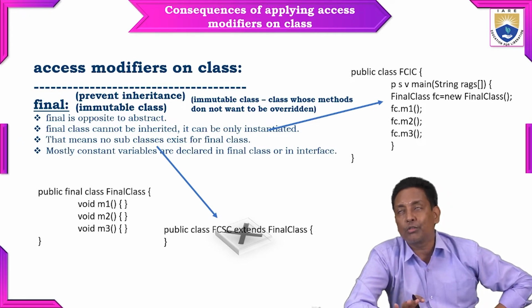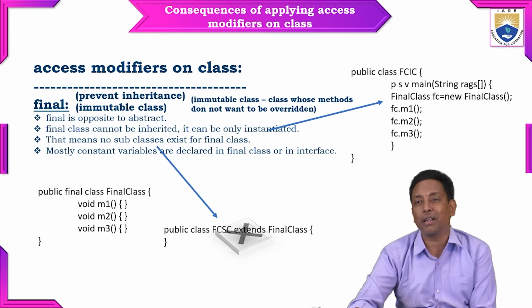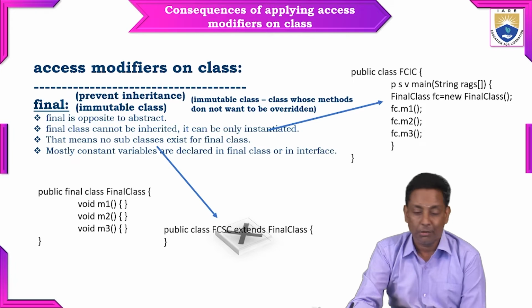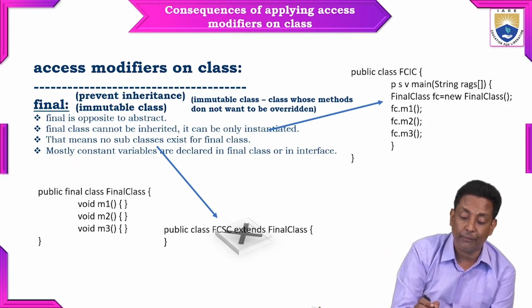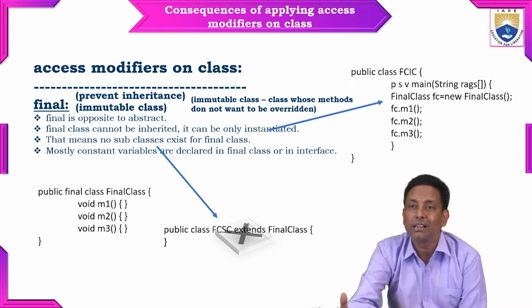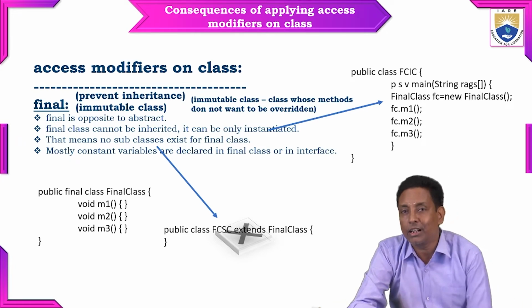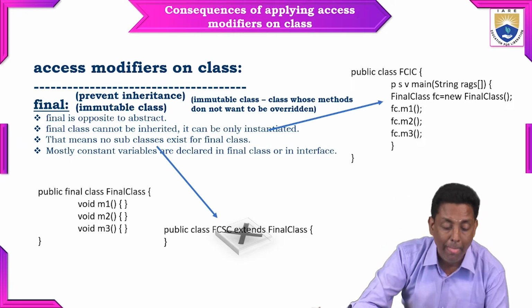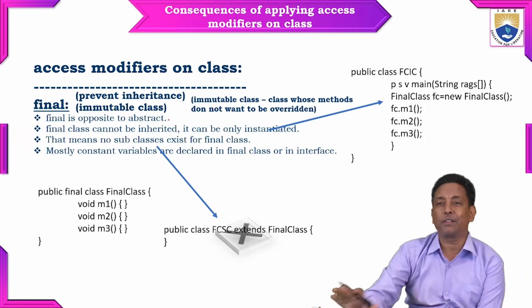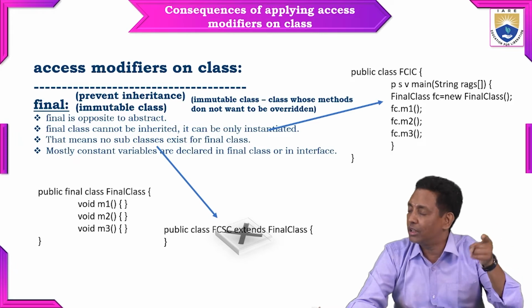Immutable class means its methods cannot be rewritten in any subclasses. Their methods cannot be changed. Only the class can be directly used. The class methods can be directly invoked, but they cannot be overridden, modified or changed. Such classes are called final classes. So we'll see here, final is quite opposite to abstract. Abstract cannot be instantiated, it can only be inherited.